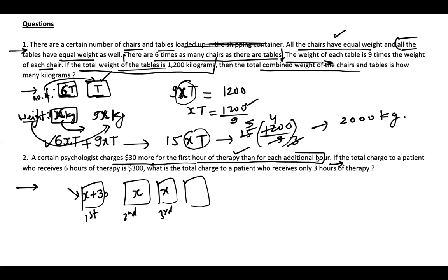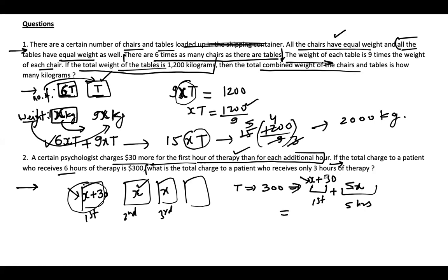If the total charge to a patient who receives 6 hours of therapy is $300. Just a sec. 300. So how will you divide the 6 hours of therapy? First hour is something different, and the rest of the 5 hours, correct? So for every additional hour, it is X. So for 5 hours, it would be 5X. And for the first hour, it would be X plus 30, and the total is equal to 300.